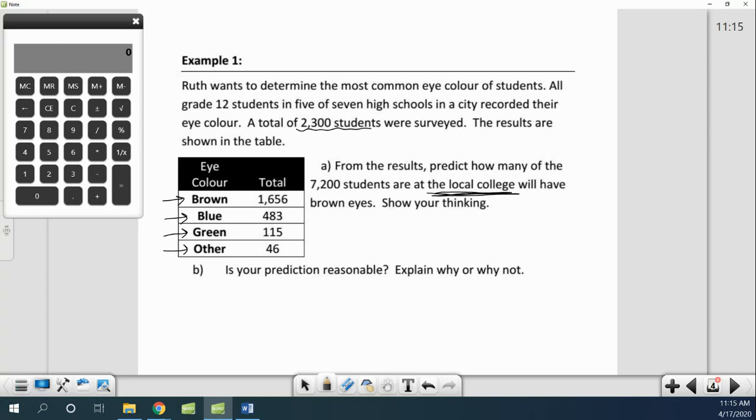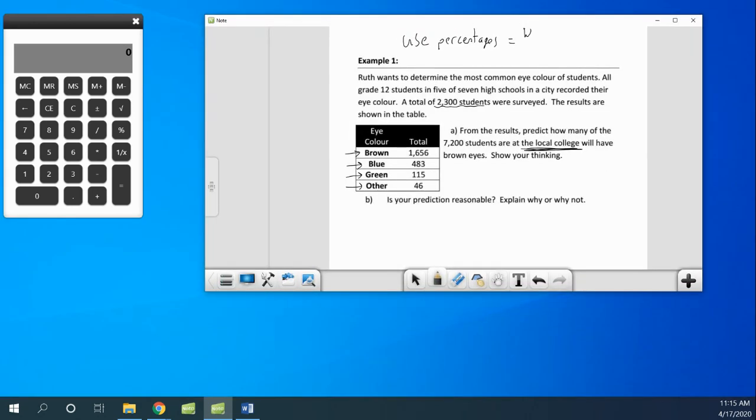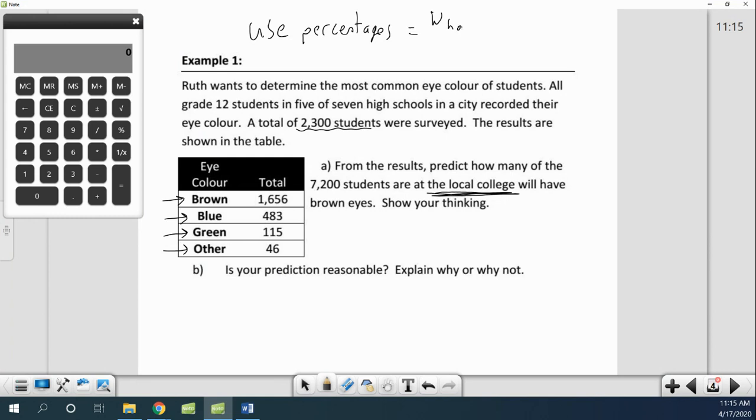So here's what we're going to do. For probabilities, you almost always are working with percentages. So always use percentages. And the rule for percentages is: what you are interested in, divided by the total number.